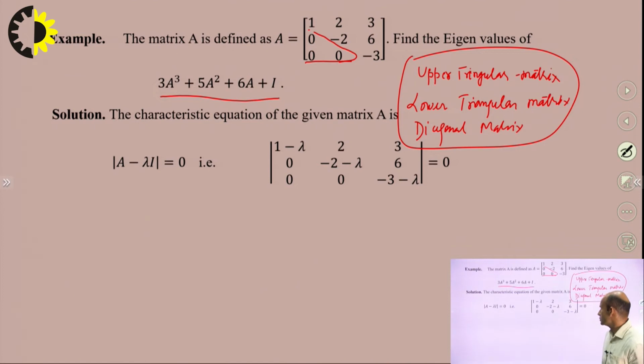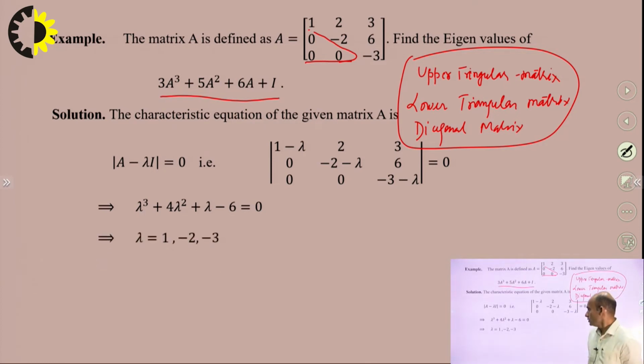So, we can make this equation, which is lambda cube plus 4 lambda square plus lambda minus 6 equals to 0. On solving this equation, we get 1, minus 2 and minus 3. So, the eigenvalues are 1, minus 2 and minus 3 here. I have already discussed that for an upper triangular matrix, the eigenvalues are the diagonal elements, and these elements are 1, minus 2 and minus 3 here.